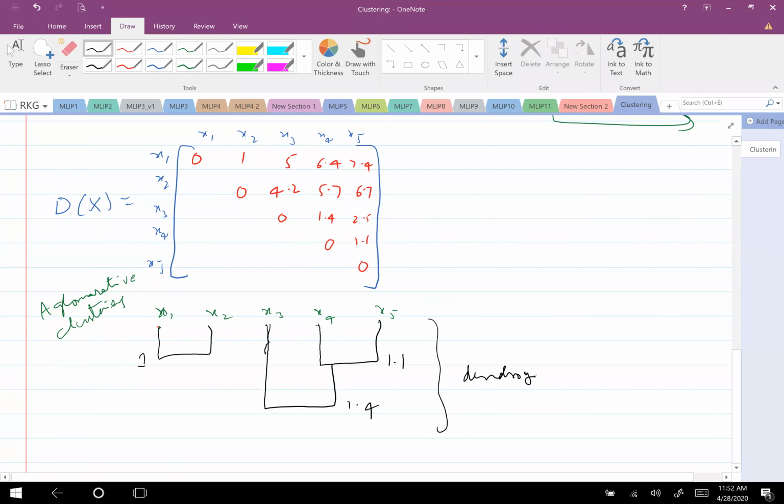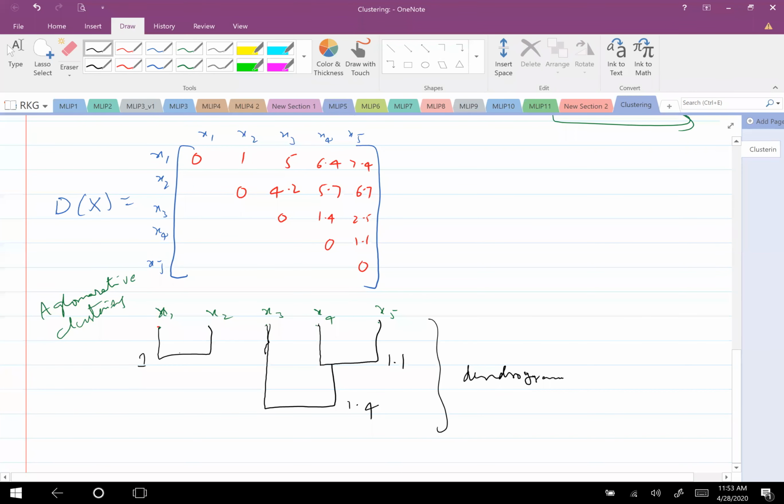This is a tree-like structure where I can break anywhere. So now what is the next group? Anyway, I have to group both of these. Now, if I want two clusters, I am already done: X1, X2 is one cluster, and X3, X4, X5 is another. Even if I want three clusters, I am done: X1, X2 is one cluster, X3 is another cluster, and X4, X5 is another cluster.